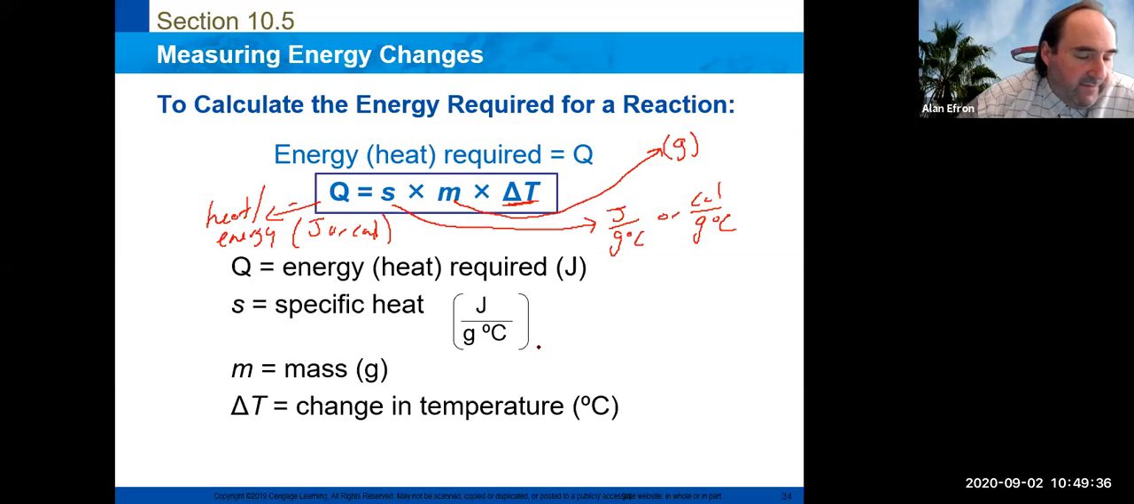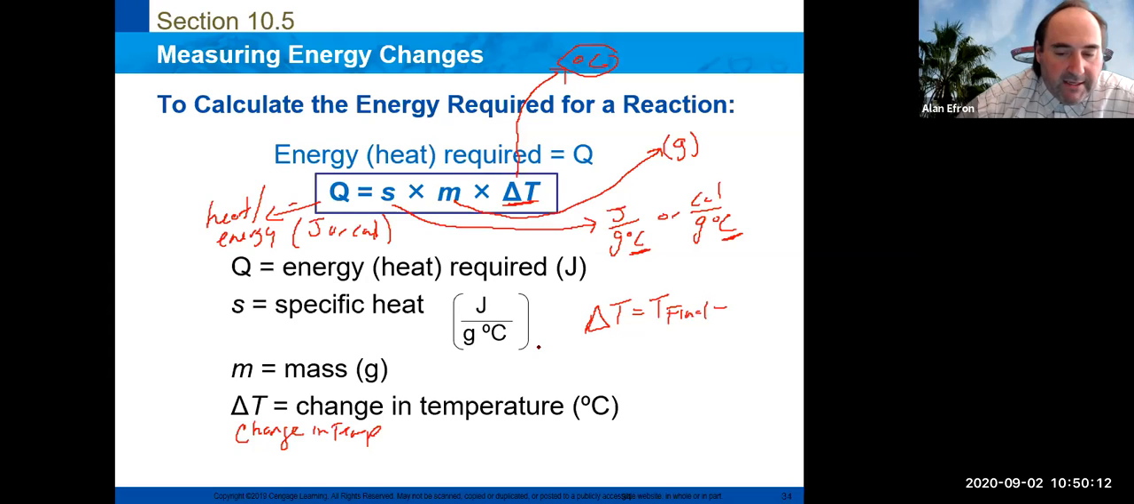And this is one of the few formulas in chemistry where you actually do not need to change the temperature to Kelvin. So you can actually usually leave it in degrees Celsius. And the reason it's in degrees Celsius is pretty much our specific heat capacity has degrees Celsius, so all the units will cancel. Now, the important part about delta T is not just the temperature, but it's actually the change in temperature. And what that really means is when you do delta T, you want to take the final temperature minus the initial temperature.